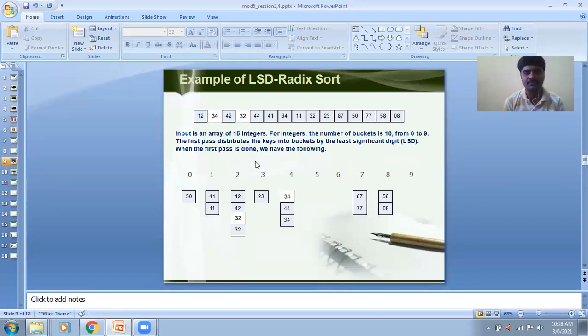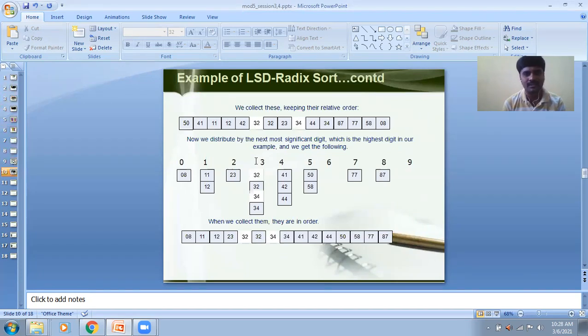It works in the following way. The first thing is the example of LSD radix sort. We have 10 buckets, numbered 0 to 9. We have 15 integers, and we have to sort each of the 15 integers in sequence. So the first step is to go through the 0 to 9 LSD buckets. First we have to see the list of what is there. Next we collect them, keeping their relative orders, meaning nearby orders are kept.